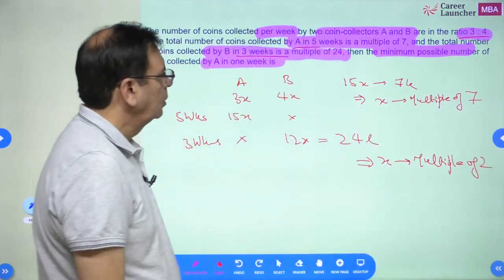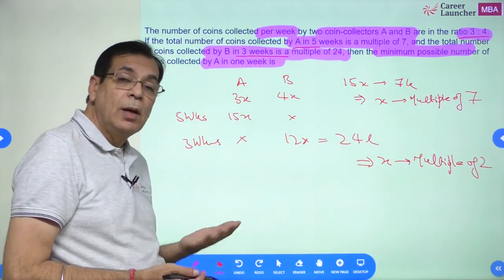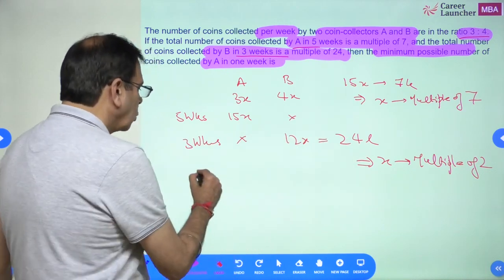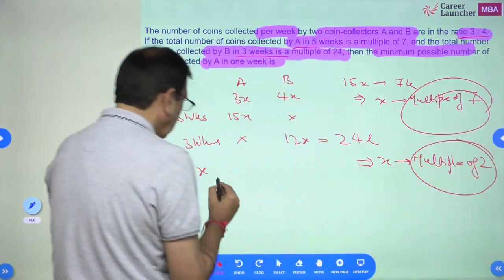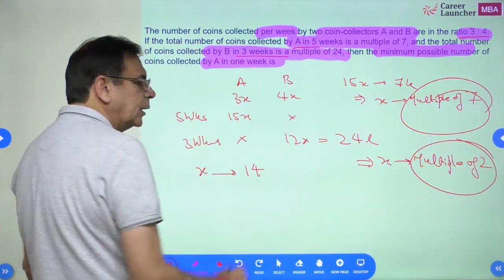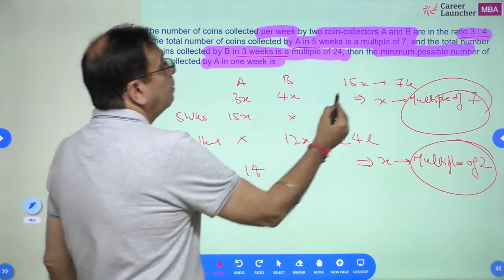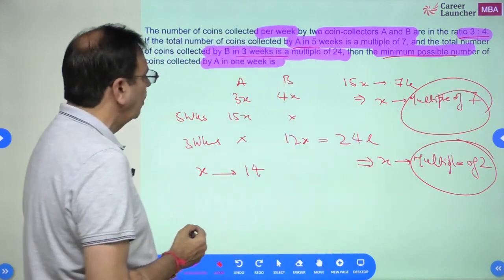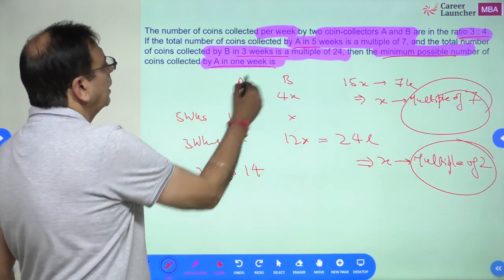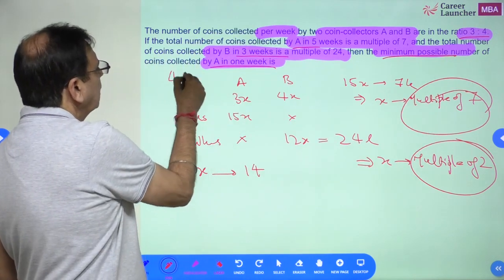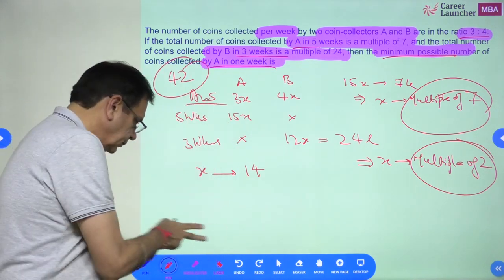ठीक है ना? So x has to be a multiple of 7 and x has to be a multiple of 2. क्या मतलब हुआ? X should be a multiple of 14. So x has to be a multiple of 7 as well as 2. So x should be some multiple of 14, or the smallest possible value of x will be 14. We are looking for the minimum possible number of coins. So हमें minimum value of x चाहिए ना? Minimum value of x is 14. So a का minimum क्या होगा? 3x means 14 3s are 42. This is the answer. Okay.